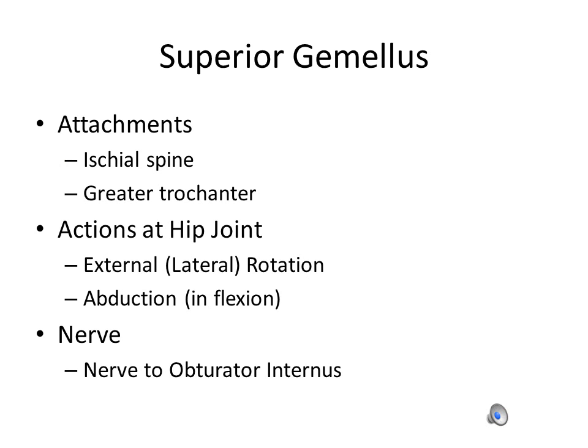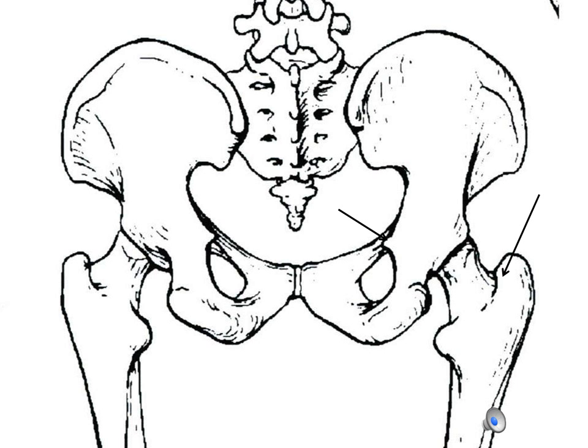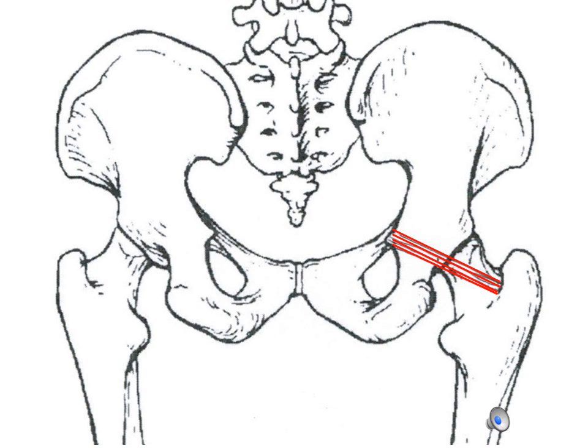Superior gemellus. The attachments of the superior gemellus include the ischial spine and the greater trochanter. The actions of the superior gemellus at the hip joint are external rotation and abduction when the hip is in flexion. The innervation of the superior gemellus is the nerve to obturator internus. Pause the lecture to draw in the attachments and the muscle belly of the superior gemellus. How does your drawing compare?